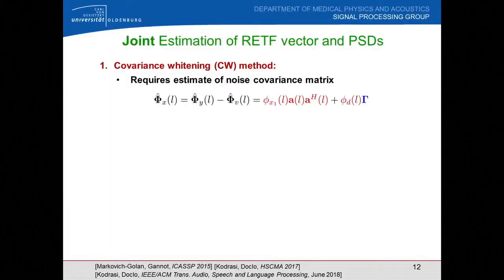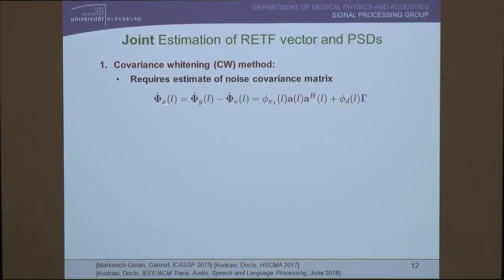But all these estimators assumed that the RTF vector of the target speaker was available or known. So what you actually would like to do, I think, is estimate everything in a joint way: joint estimation of this time-varying RTF vector of the speaker and also all the PSDs. In one method, which requires the estimate of the noise covariance matrix, we have basically the same kind of equations, but now this vector A is also in red. We also would like to estimate it from this model.